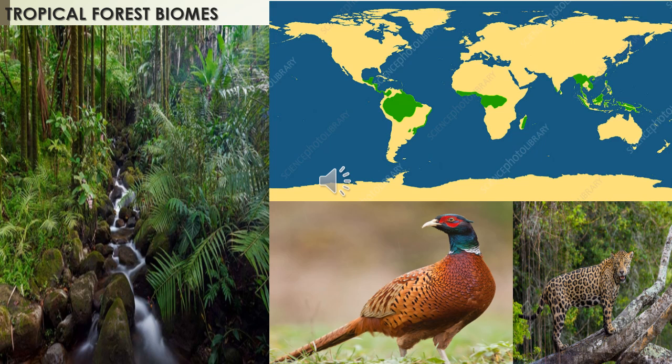So this is the tropical forest biome. You can see this region. This type of forest is found almost between the Tropic of Cancer and Tropic of Capricorn, almost along the line of the equator. So along the equatorial region, you can find this tropical forest.